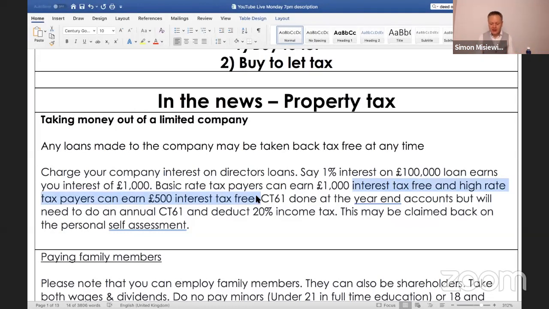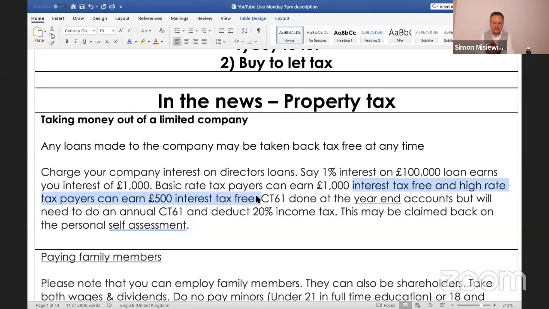But a CT61 is needed. The CT61 form is a document that needs to be sent to HMRC. And at your year-end point, you would decide and agree what interest is going to be paid to you as an individual. And your company will basically say, okay, we've got £1,000 worth of interest that needs to be paid to one of our director loan people.